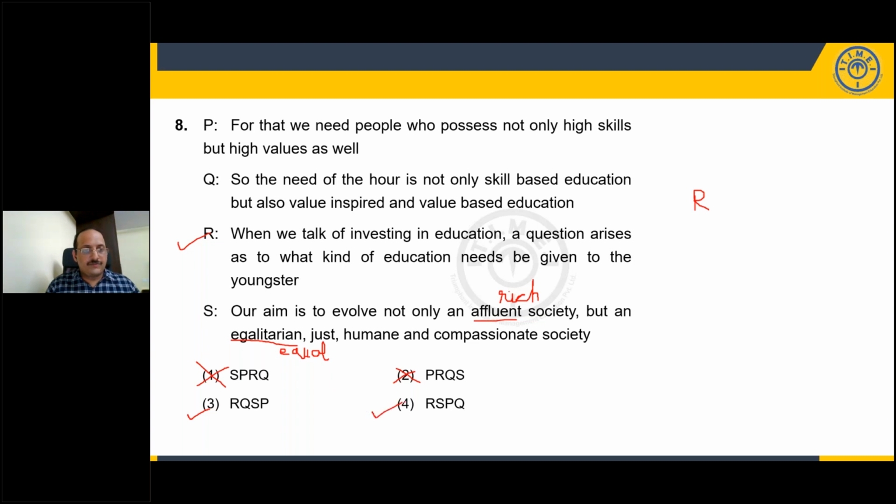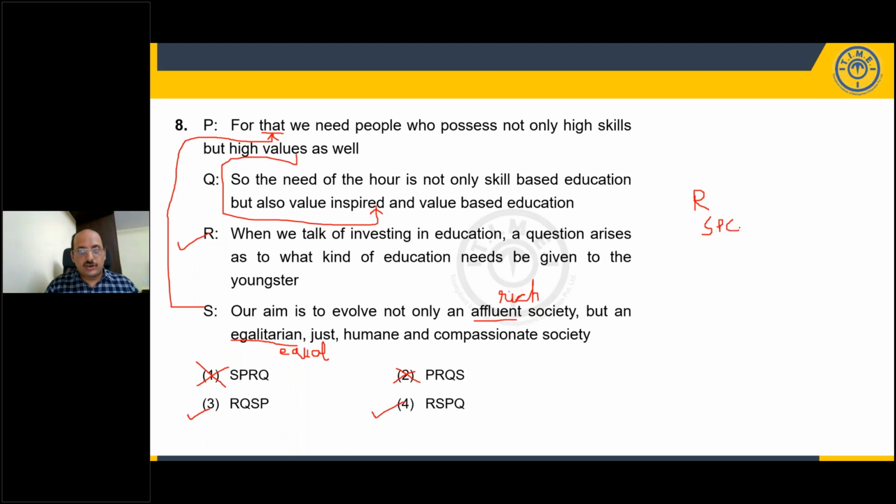Okay. Now for that, now what is this that? I think the one that's been talked about in S. So our aim is to evolve a certain kind of society, and for that we need these kind of people. So no matter whatever I do, S and P will come together. Okay. And Q would come at the end. For that, we need people who possess not only high skills but high values. So the need of the R is not only skill-based education but also value-inspired education. So value is being connected with both in P and Q, sorry. So after P, I can have line number Q.